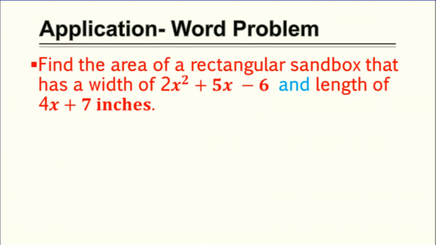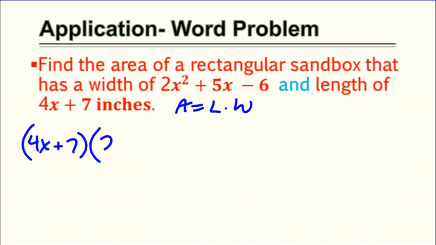And some application problems. Find the area of a rectangular sandbox that has a width of 2x squared plus 5x minus 6 and the length of 4x plus 7 inches. Remember, area equals length times width. So I take my length, which is 4x plus 7, and I have to multiply that by the width, which is 2x squared plus 5x minus 6.